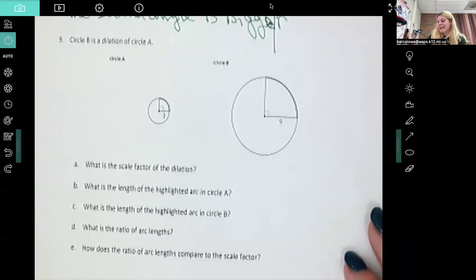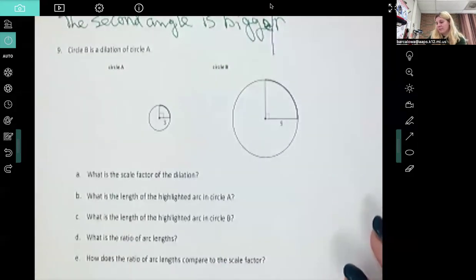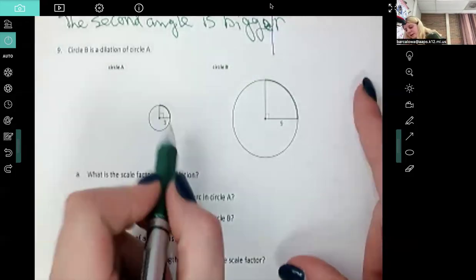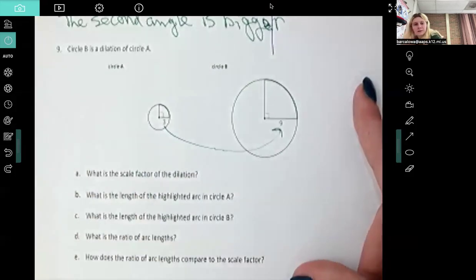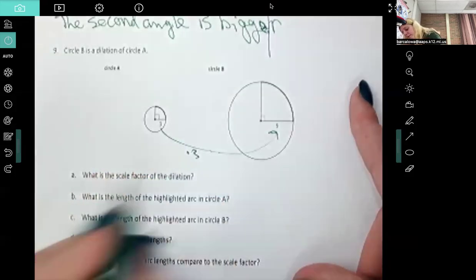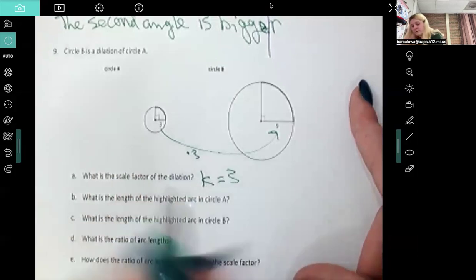Circle B is a dilation of circle A. All circles are similar. Fun fact. What is the scale factor of the dilation? So I had 3 and now I have 9. Looks like I multiplied by 3 to get there. K equals 3.